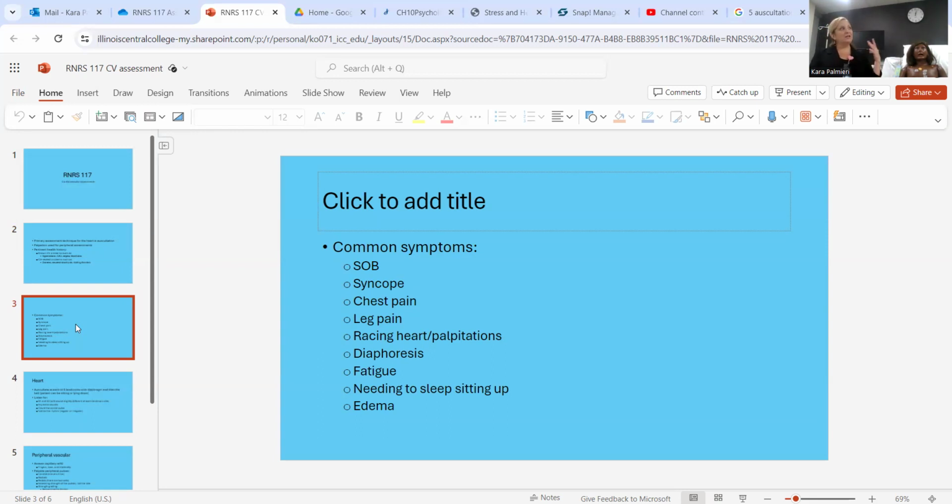Fatigue. Maybe they previously could do all of their activities of daily living without any problems, but now they're fatigued just walking to the bathroom. So those are new findings that the patient would need to share with you, and you would need to ask questions to find out a little bit more about that.